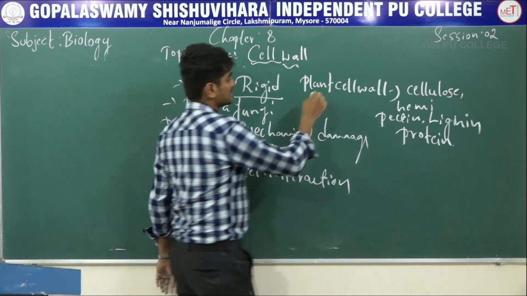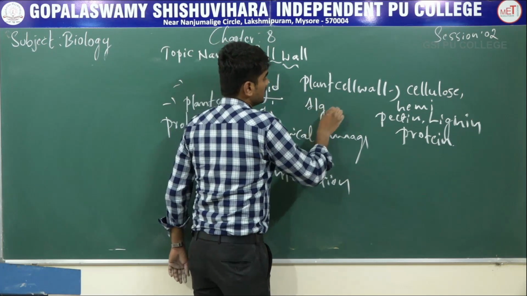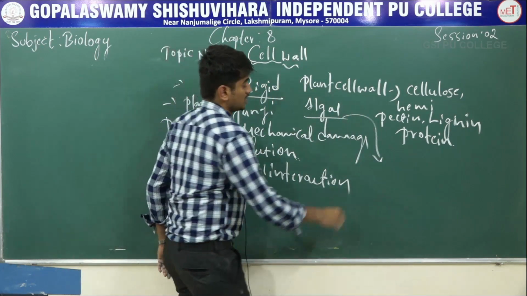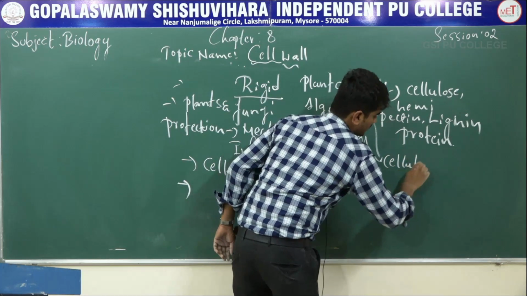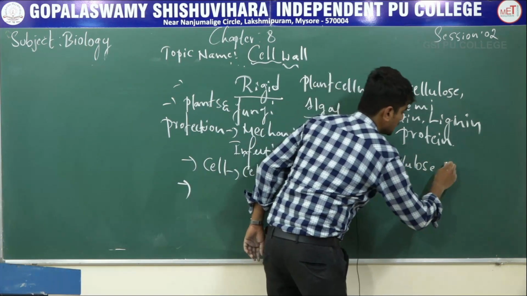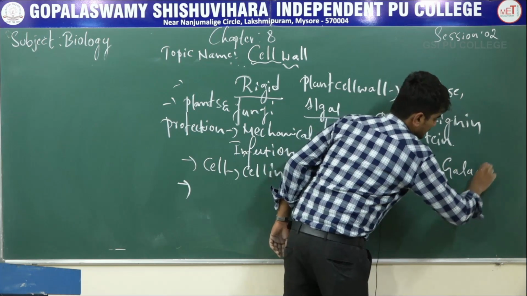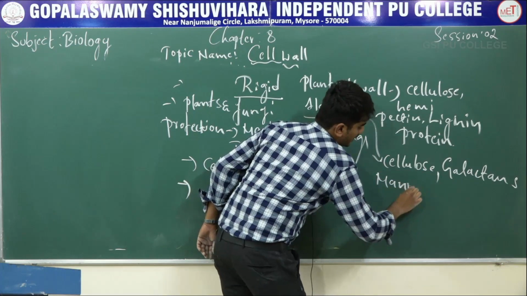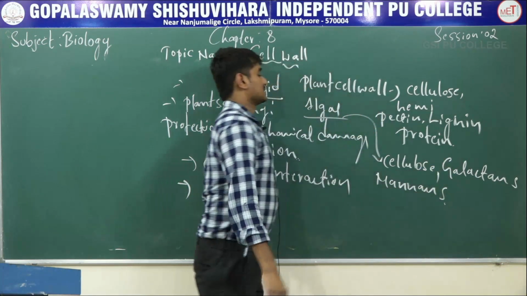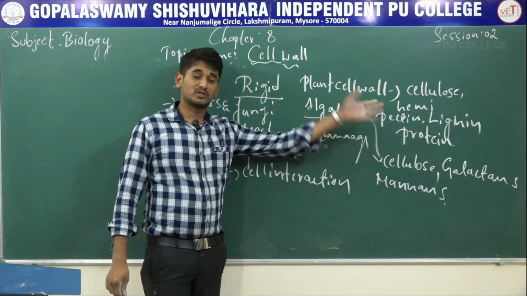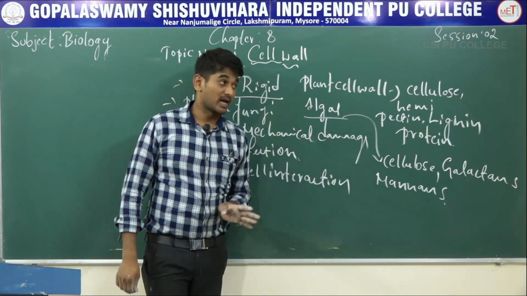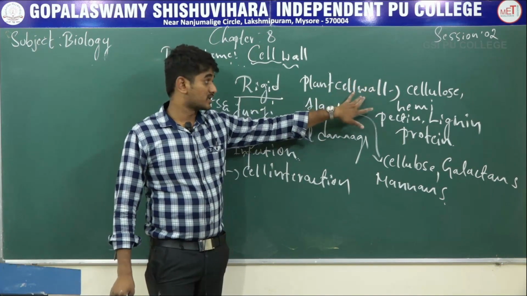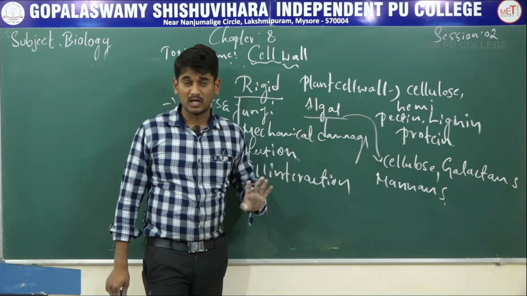But in algal cell wall, the algal cell wall components are cellulose and galactans and mannans. See, the galactans, cellulose and mannans are all polysaccharides. So these are all the cell wall components in plant cell wall and algal cell wall.